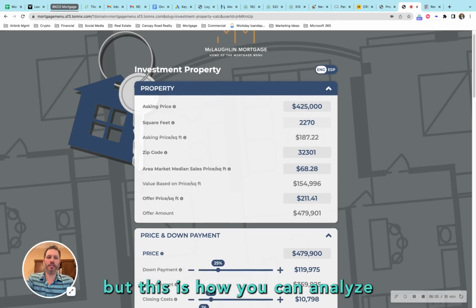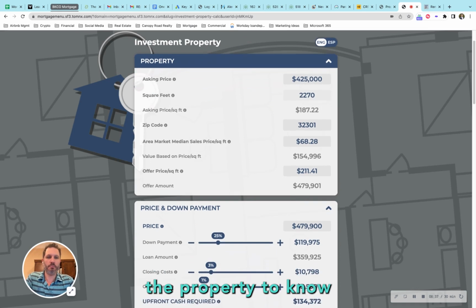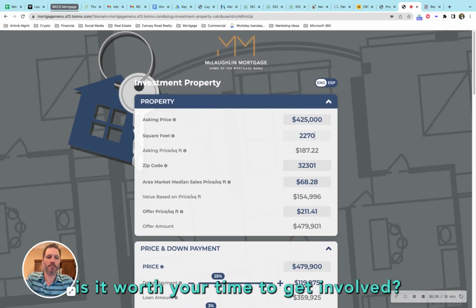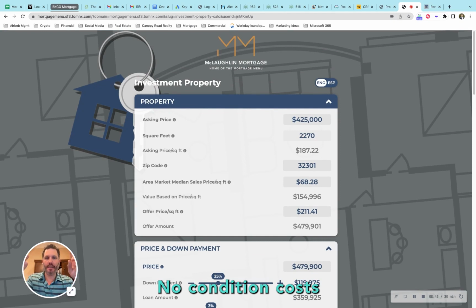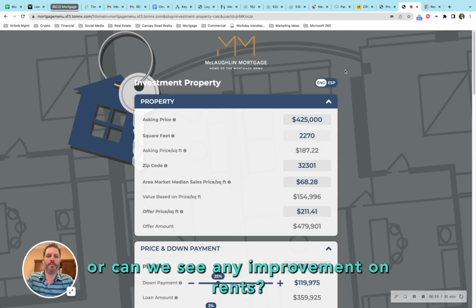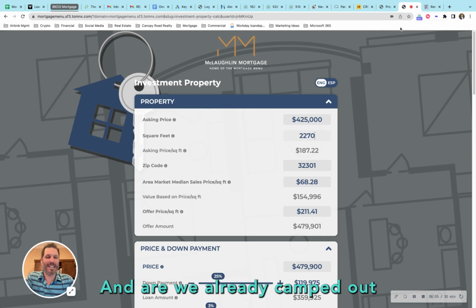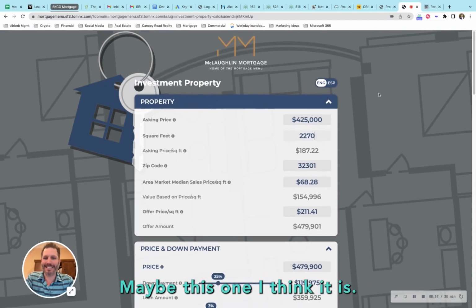We'll keep looking. But this is how you can analyze a property to know, is it worth your time to get involved? Is it an opportunity worth considering? Condition, costs, and actual rents in relationship to expected rents. Is it legit? Where can we see any improvement on rent? And are we already maxed out with where the market may be? This one, I think it is.